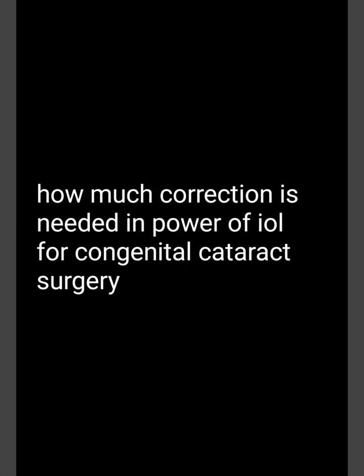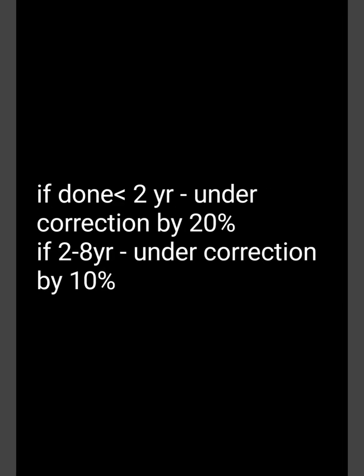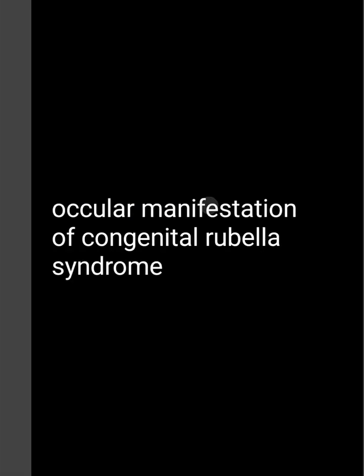How much correction is needed in power of IOL for congenital cataract surgery? If done at less than 2 years, undercorrect by 20%. If at 2 to 8 years, undercorrect by 10%.